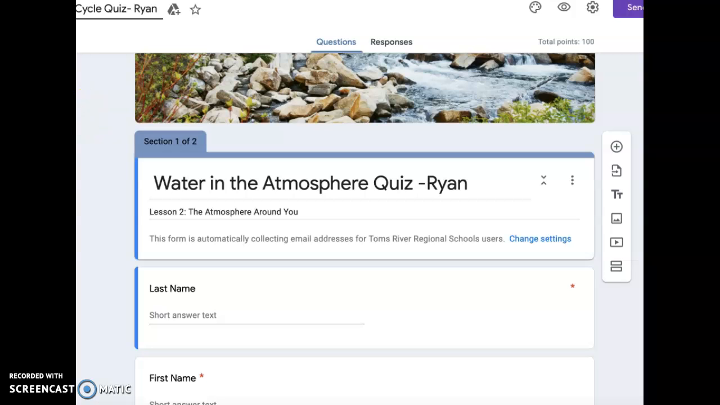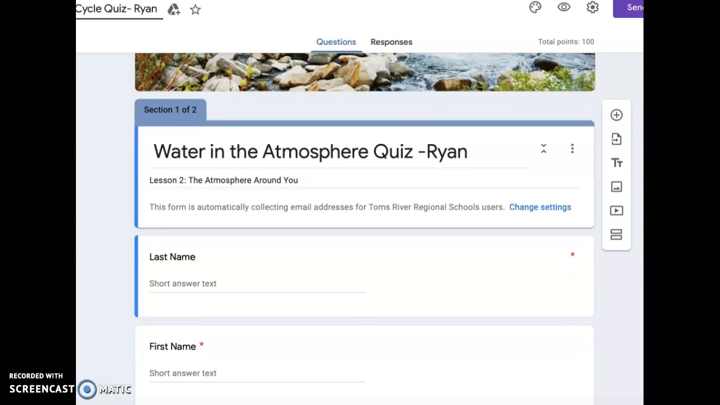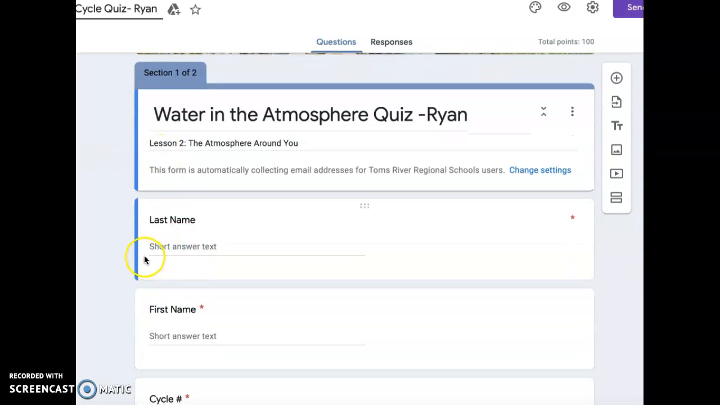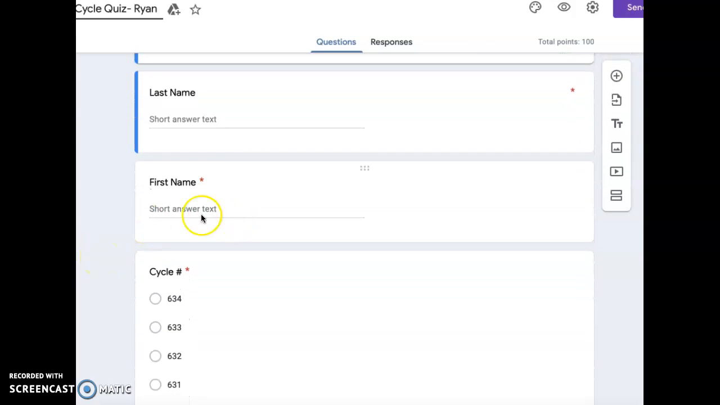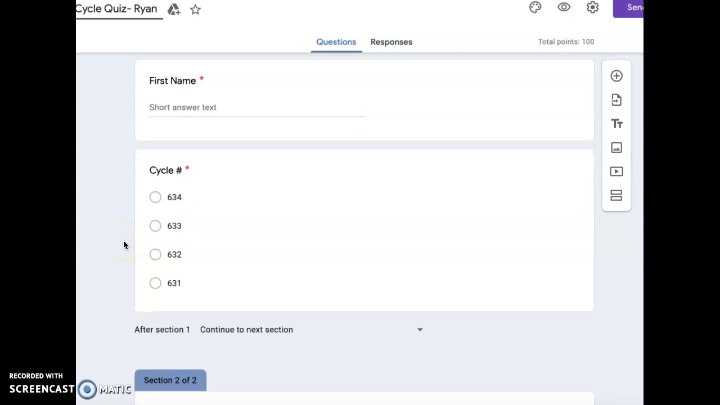Water in the Atmosphere quiz. Lesson 2, the atmosphere around you. First, type your last name in the box here. Next, type your first name in the box here. Now you will select your cycle number.